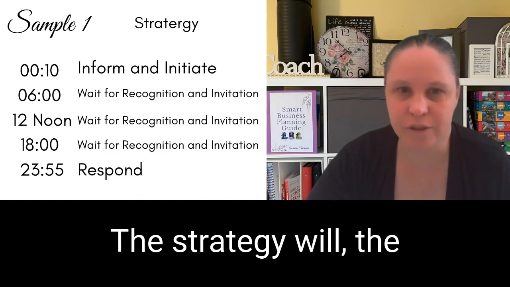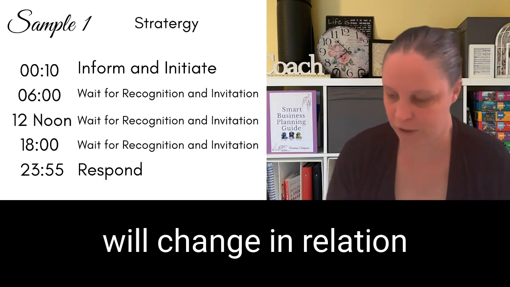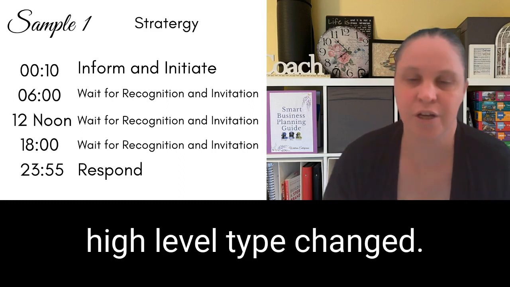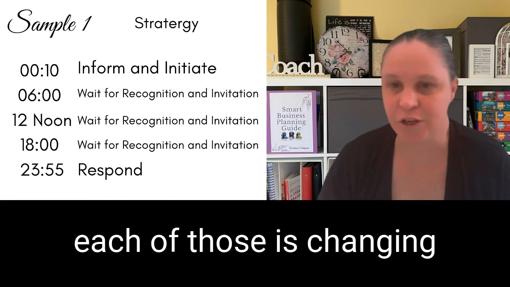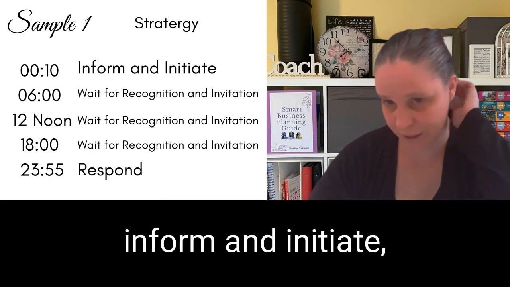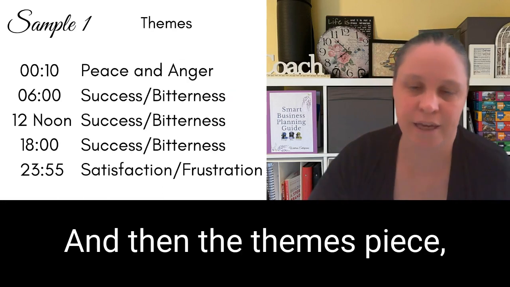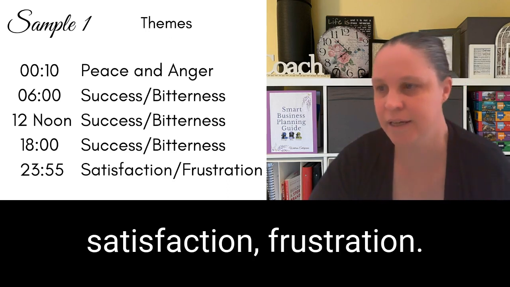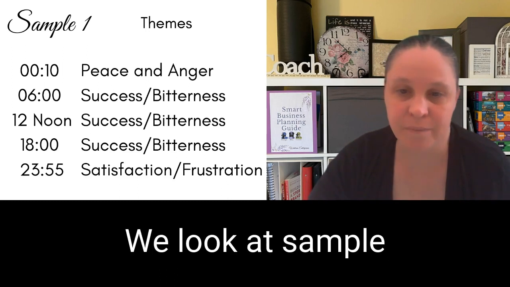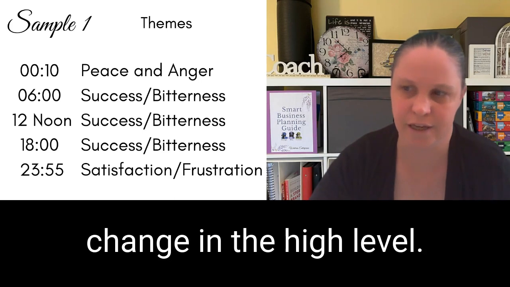The strategy and themes will change in relation to whether or not the high level type changed. So in sample number 1, each of those is changing as we're moving through. So we've got the initial, inform and initiate, then we've got wait for recognition, and then we've got respond. And then the themes, peace, anger, success, bitterness, satisfaction, frustration. So there's 3 on that day. We look at sample number 3, there's no change in that because there is no change in the high level type.